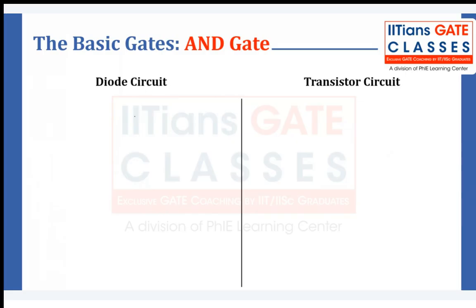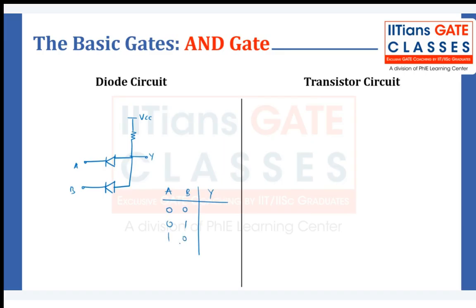So I hope everyone understood the diode circuit. You have to analyze the diode circuit: VCC, resistance, 2 diodes, A, B, and output is Y. Analyze the circuit and fill the table: 0, 0, 0, 1, 1, 0, 1, 1. You have to fill the table.